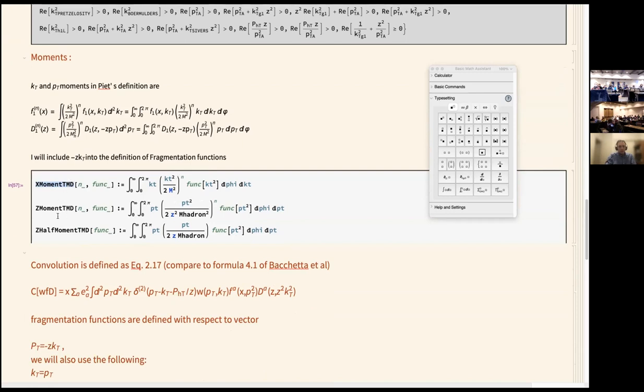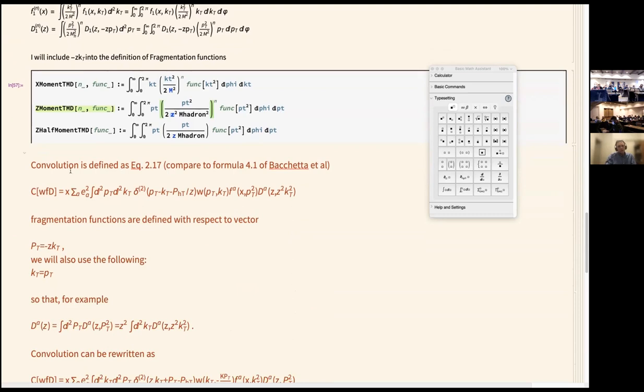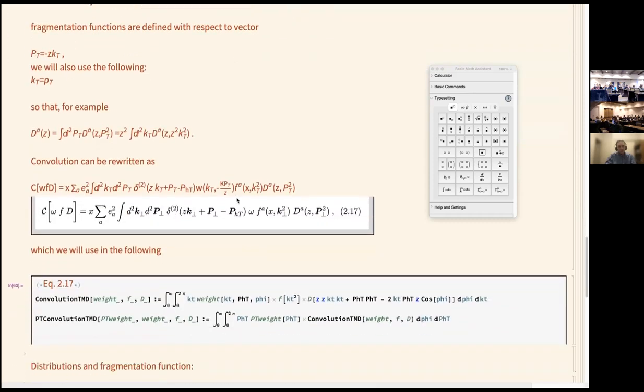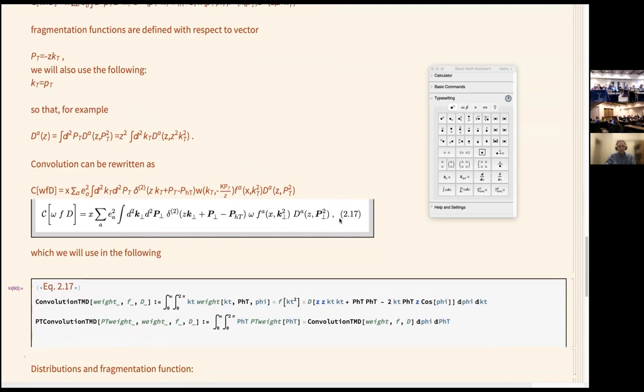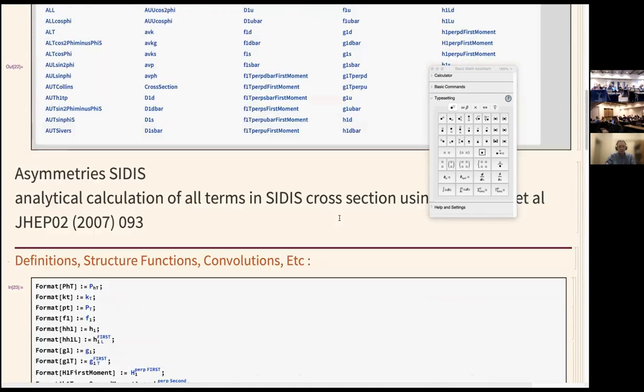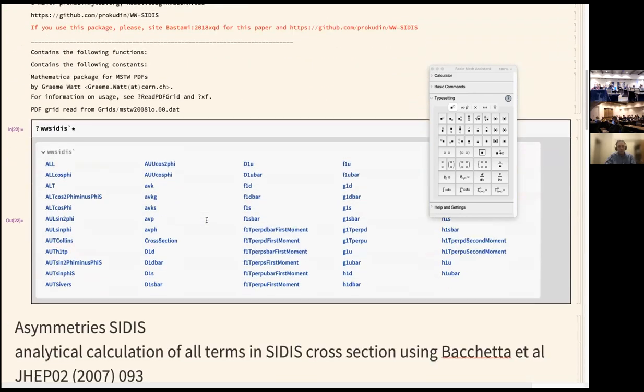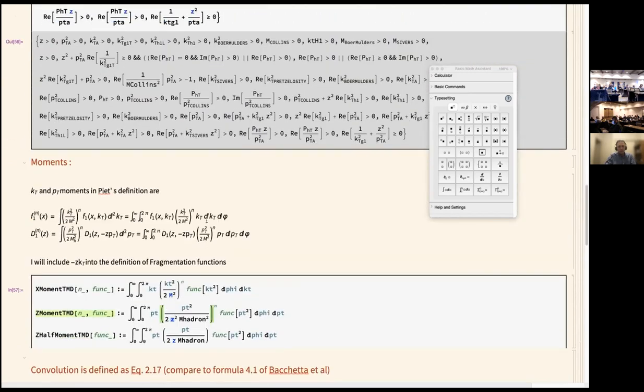It's the nth moment, and what I call the Z moment of the TMD is the moment of the fragmentation function. For the fragmentation function, I need this Z squared sitting there. Then I define convolutions as defined in the paper by Cat et al., and then the convolution as we do in the TMD handbook. The equations in this notebook are related to a paper that we wrote with Kemal and others, which is also present in the subfolder lectures.